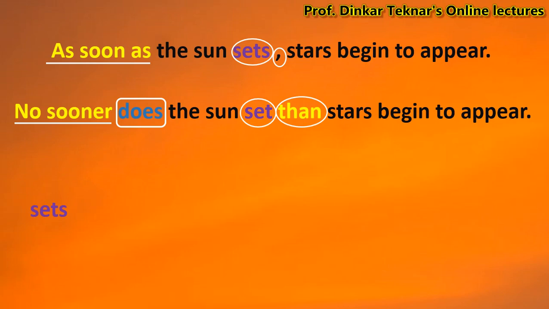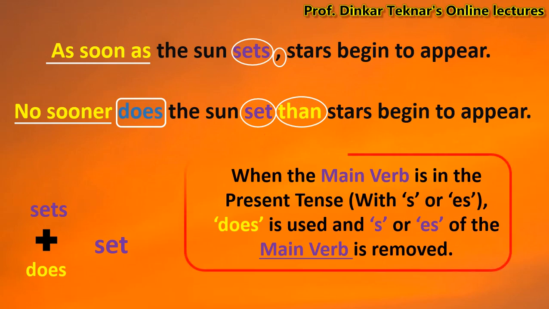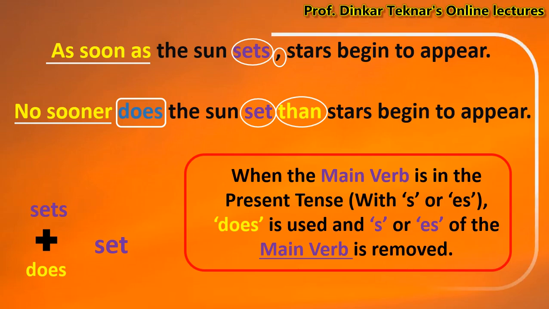So if the main verb has s or es, does is taken and the main verb becomes bare, that is, without s or es. So the rule is, when the main verb is in the present tense, that is with s or es, the auxiliary verb does is used and s or es of the main verb is removed.